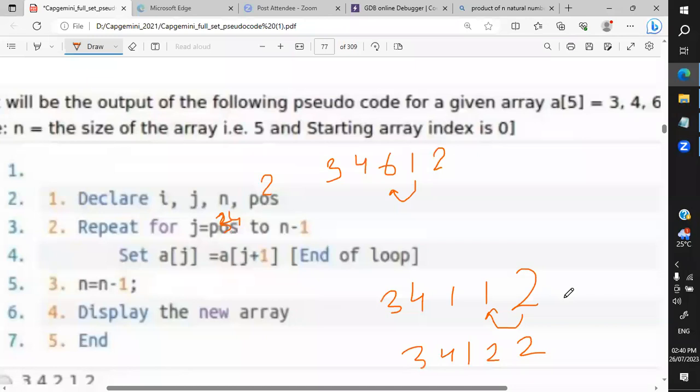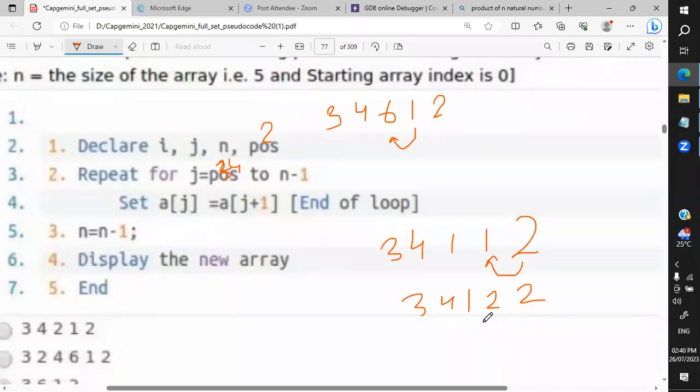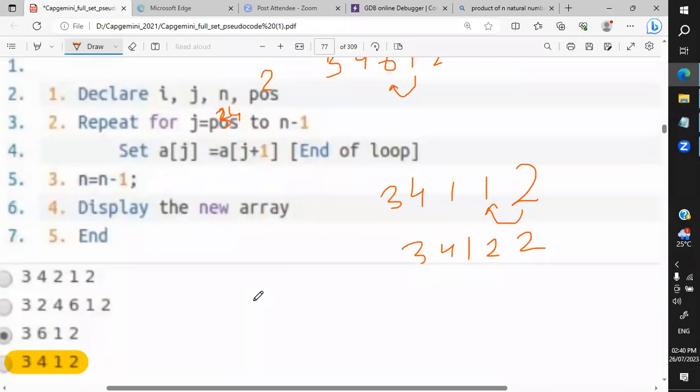After that, that's it. And then n equal to n minus 1 we are doing. That doesn't affect us in any way. So it just prints what? 3, 4, 1, 2, 2. Answer is 3, 4, 1, 2, 2.